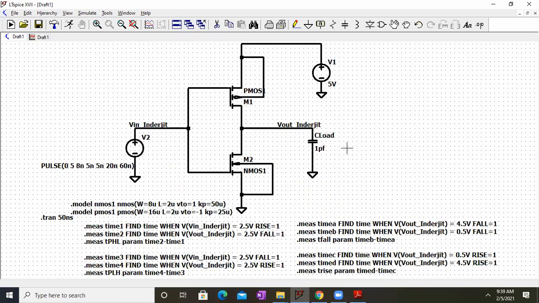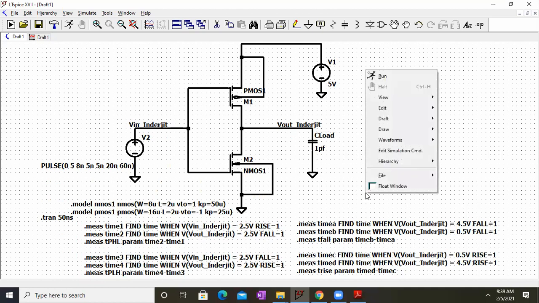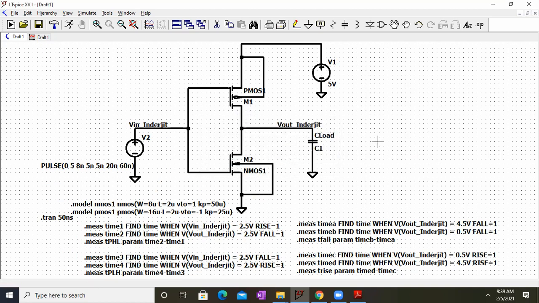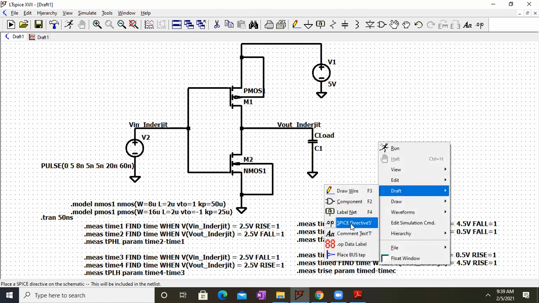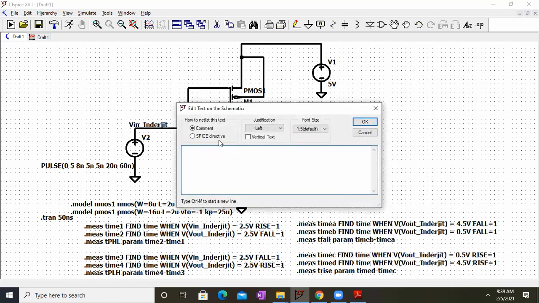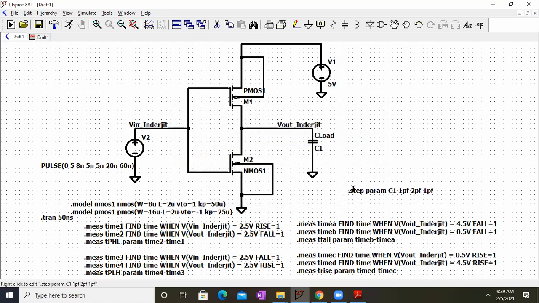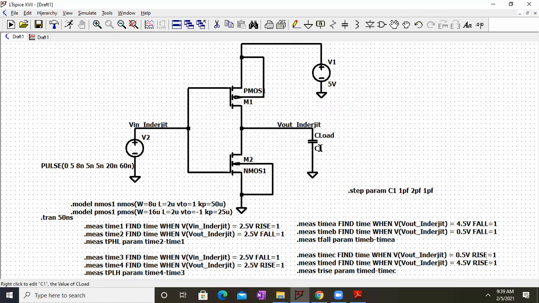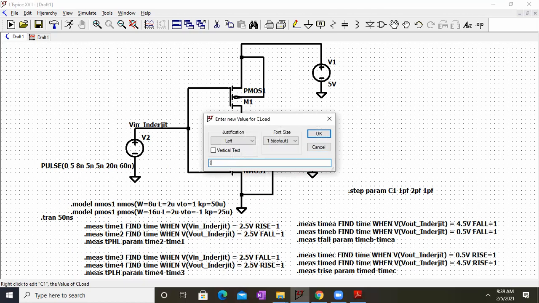Now, one more thing I want to show you. Let's say I want to vary the load over here. So what I will do is change the name. If I want to make it variable, let me call it C1. Now I'll add a statement over here, not the comment but the statement, SPICE directive .step param C1, where the values you want are 1 picofarad and let's say 2 picofarad in steps of 1 picofarad. Okay, and I'll add the statement. I'll right click and check if it is proper. Yeah, it is proper.